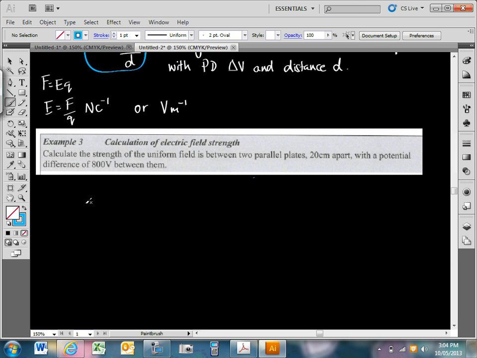Electric field strength, E. Get the right color. E equals delta V on D, which is 800 volts over 0.2. 800 divided by 2 is 400, times 10 is 4,000. 4,000 volts per meter. That's good.